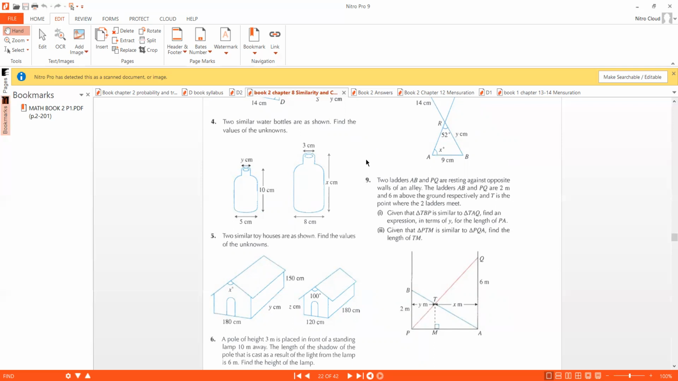Because at the bottom, the scale factor is the same for all lines. You can see it goes from 5 to 8. So if we do 8 divided by 5, that's 1.6. Very good, the scale factor is 1.6. And then you do 3 divided by 1.6 to get y. Yep, you're right. And that's how you get your answer.